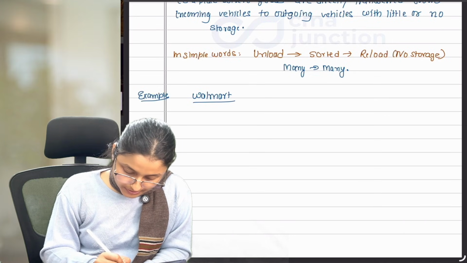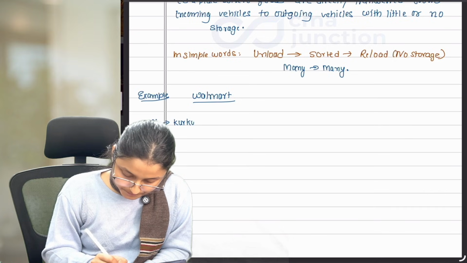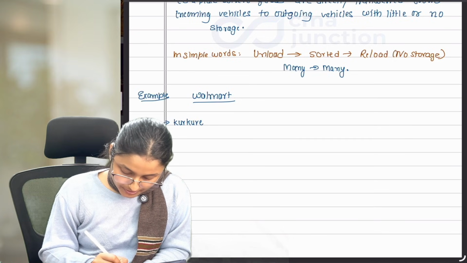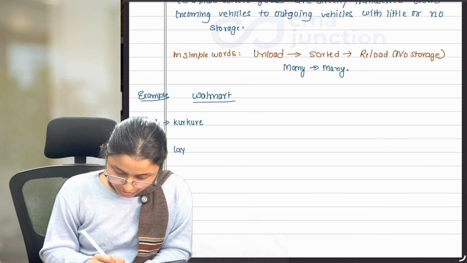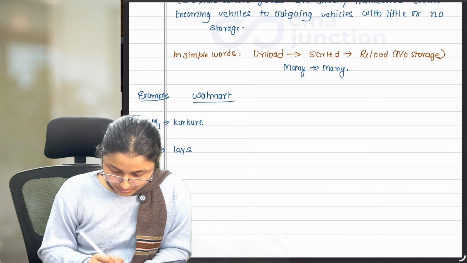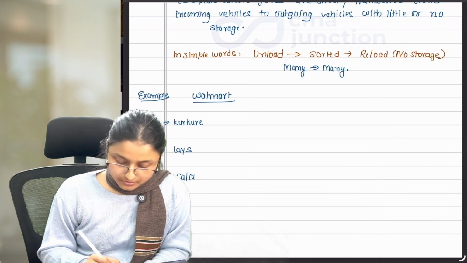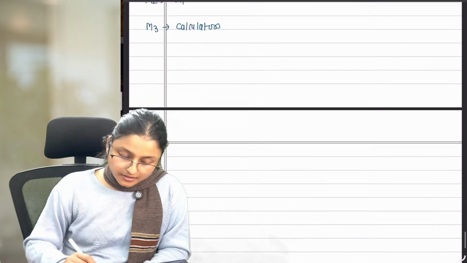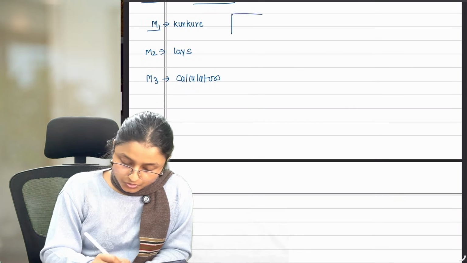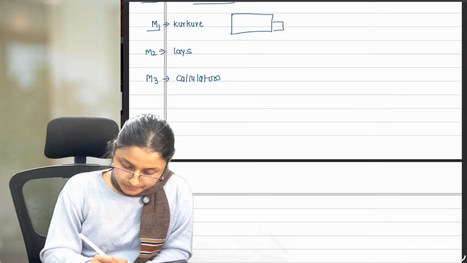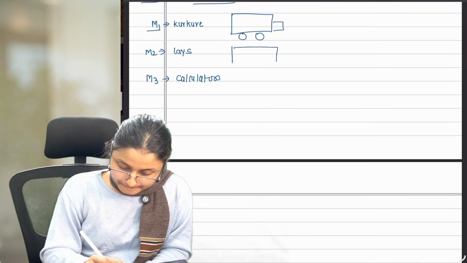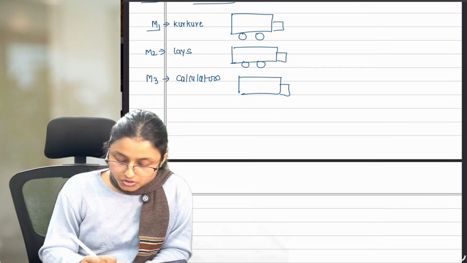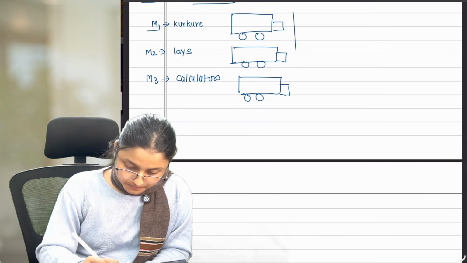So there is manufacturer 1 which manufactures kurkure. Manufacturer 2 manufactures lace, and the third one manufactures calculators. They will send their products through truck. To cross-dock terminals.